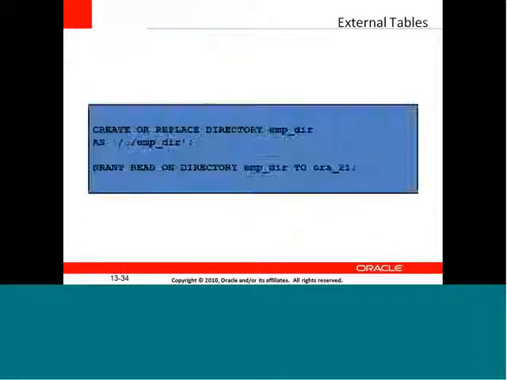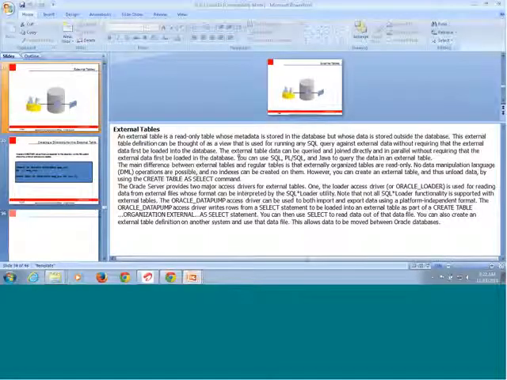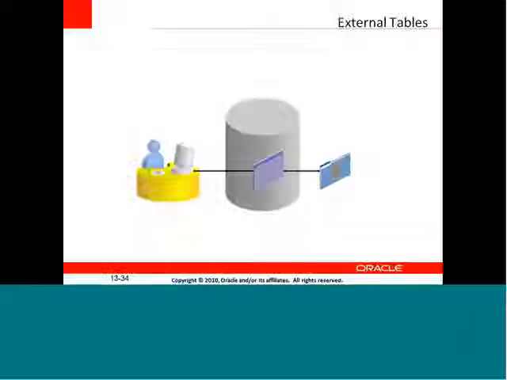Now the external table. So what is the use of creating an external table? The external table is a read-only table whose metadata is stored in the database, but whose data is stored outside the database. The external table definition acts as a view that is used for running any SQL query against the external data without requiring that external data first be loaded into the database. So what is the use of having an external table? It is just meant for read-only purposes. From the metadata, I want to view only the data, I want to have a look into the data.